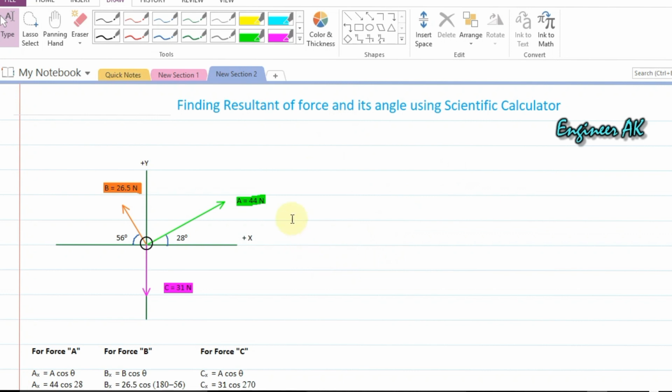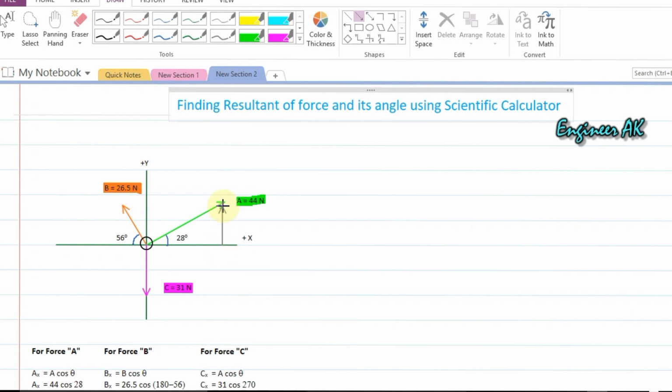Here we have three forces, and these forces are concurrent and coplanar. They are concurrent because they meet at the same point, and coplanar because they are all in the same xy plane. The first force has a magnitude of 44 Newton and makes an angle of 28 degrees with the positive x-axis. If I make its components, it will have two components.